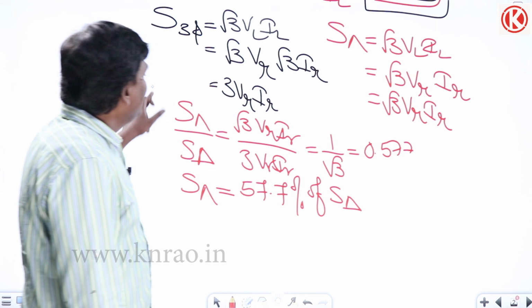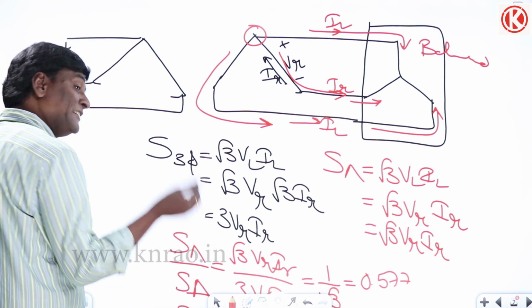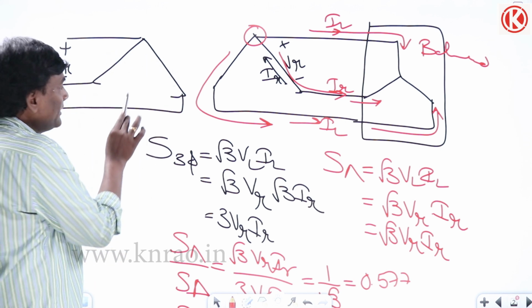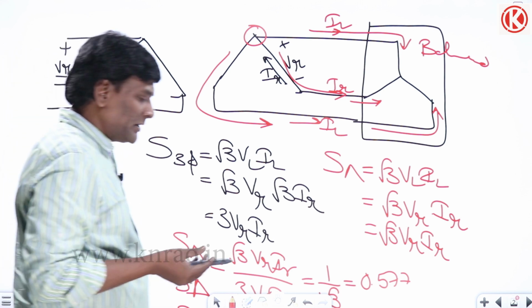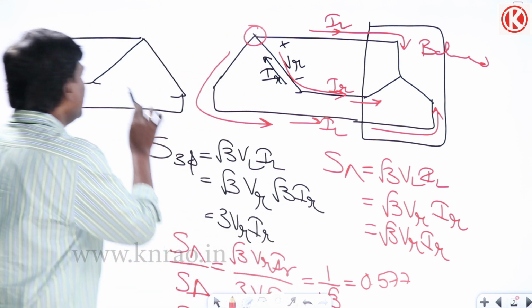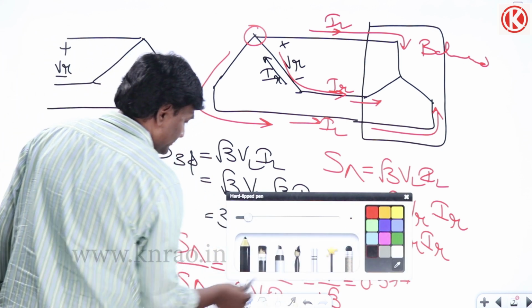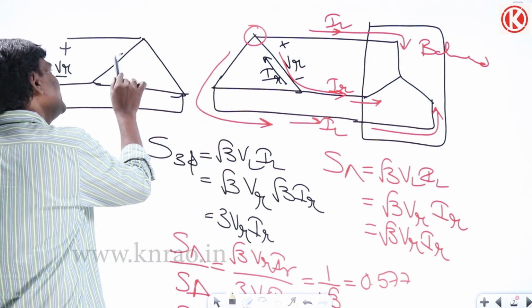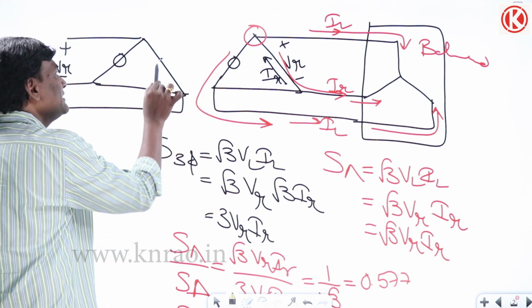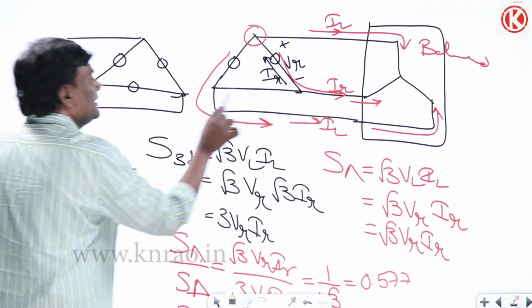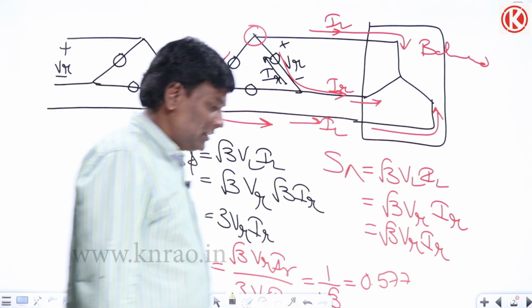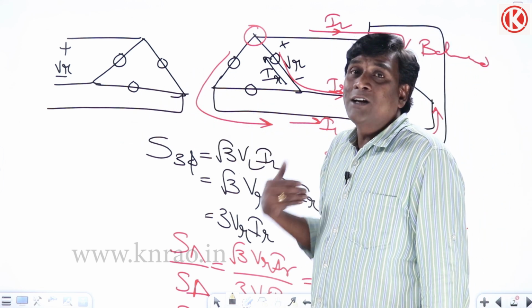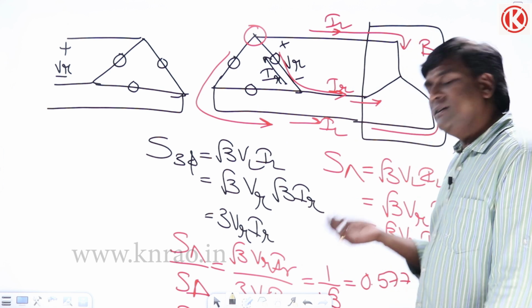Now see here, if I have three phases, each having 10 kVA, what is the net capacity? 30 kVA. Let me change the color to black. If it is closed and each is designed for 10 kVA, what is the three phase capacity? 30 kVA. How much is the installed capacity? 30 kVA. And the maximum I can withdraw is 30 kVA.